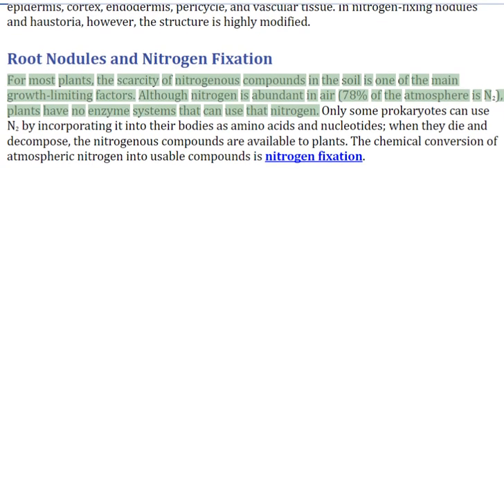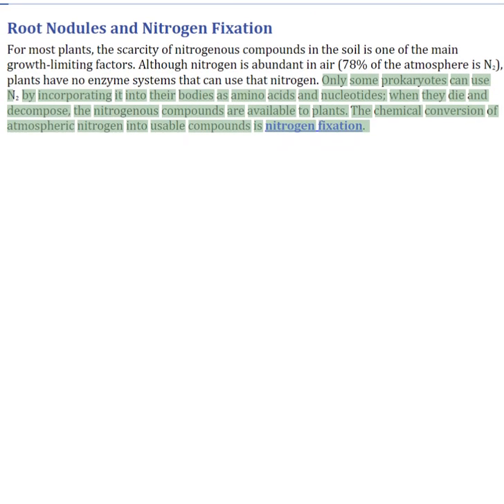For most plants, the scarcity of nitrogenous compounds in the soil is one of the main growth-limiting factors. Although nitrogen is abundant in air, plants have no enzyme systems that can use that nitrogen. Only some prokaryotes can use N by incorporating it into their bodies as amino acids and nucleotides. When they die and decompose, the nitrogenous compounds are available to plants. The chemical conversion of atmospheric nitrogen into usable compounds is nitrogen fixation.